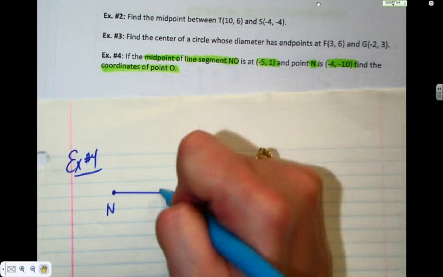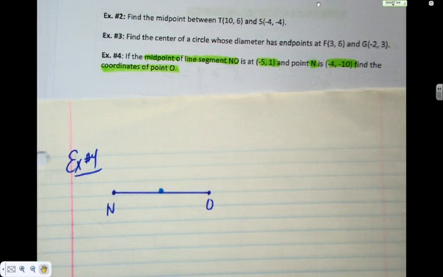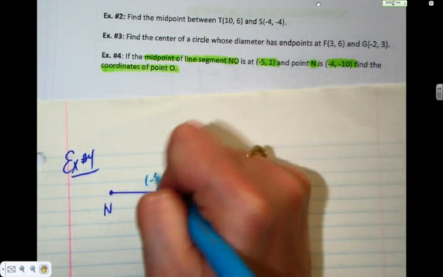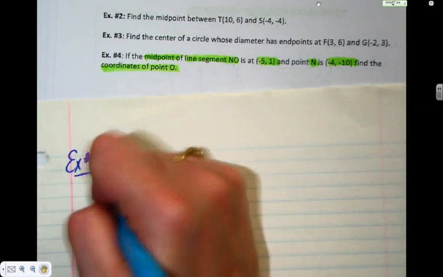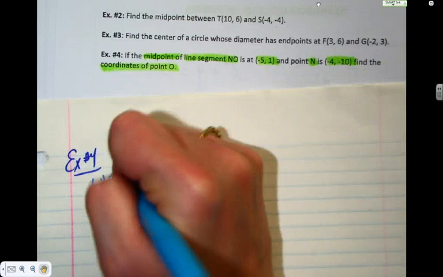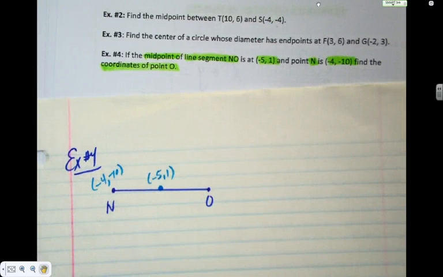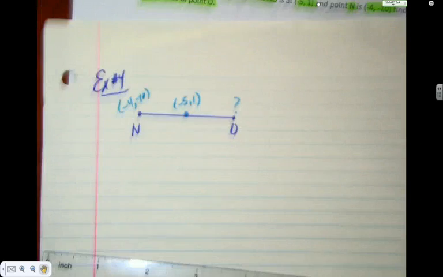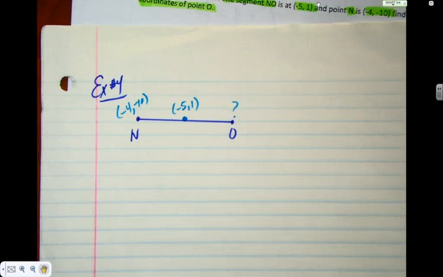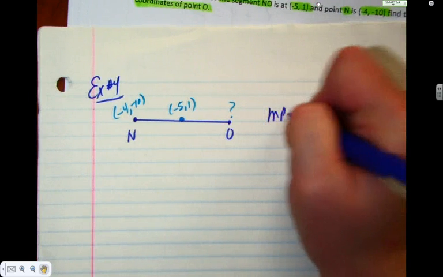We know the midpoint. What's its value? What else do we know? Point N is -4 and -10. What do we not know? O. So this is a working backwards one. So this time we're given the midpoint. We don't have one of the endpoints. We're going to use the formula because it's all we have for midpoint.